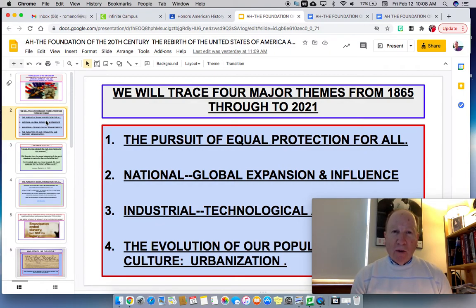So we'll shift over to the global issues when we come back, in terms of power struggle between the Eastern and Western Hemisphere, and then come back around to the equal protection issues later on in the semester.